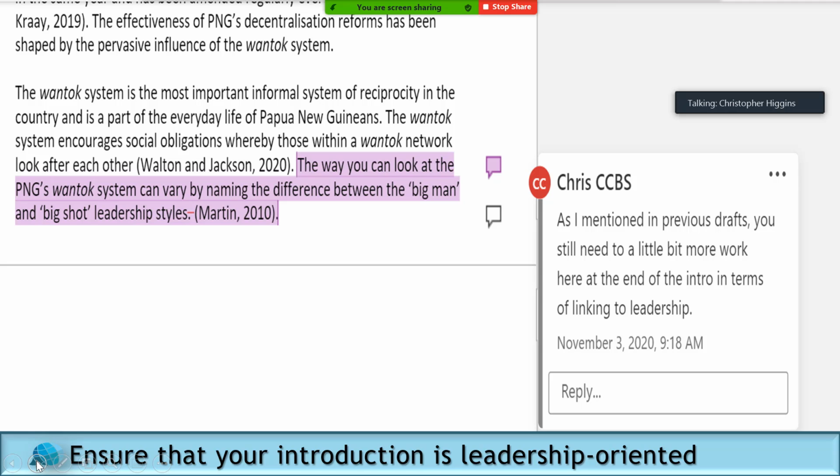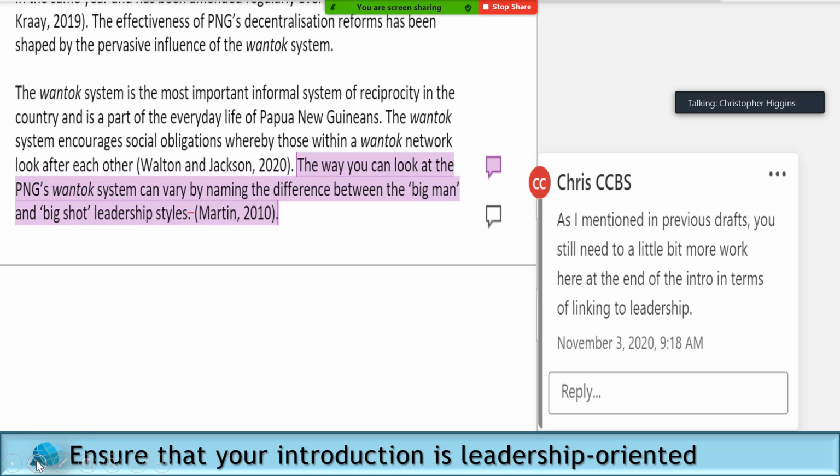Next is a common problem, and I really want to emphasize this. So many teams still need to try and make their introduction at the end a little bit more leadership orientated. I'm using this example here from perhaps Papua New Guinea, which is perhaps a little underdeveloped. They've tried to do it for sure. They've introduced this idea of a wantok system in terms of social obligations, values being a big part of culture in the country. And then they put that the way you can look at the Papua New Guinean wantok system can vary by naming the difference between the big man and big shot leadership styles.